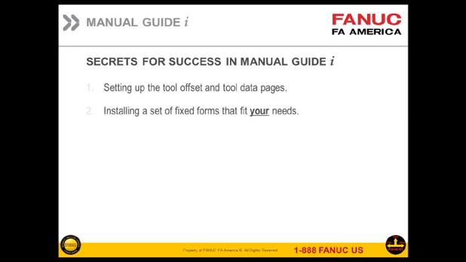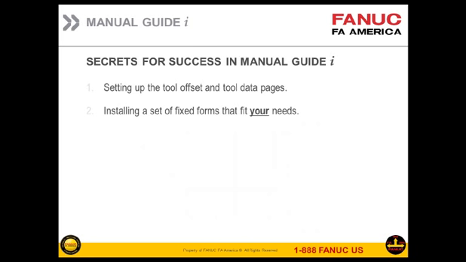Number 1, the tool offset and the tool data pages associated with the lathe package. It's important that you set those up correctly. The tool types and all the information that goes with each particular tool. Then number 2, you set up a set of fixed forms that fit your needs, as we discussed before, where the flexibility is, where you set this up so the fixed forms are what you want. The way you want to start a program, the way you go to do a tool change, the way you start the spindle, make them set up to fit your needs.